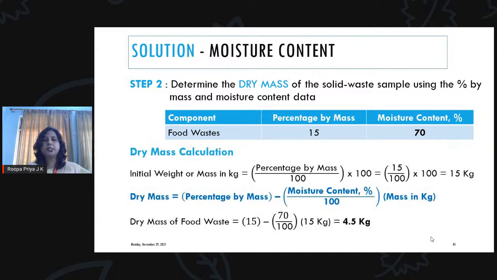Now, how do we calculate the dry mass? Dry mass is calculated using the mass given in the table, that is percentage by mass. First of all, we have to convert this percentage by mass into mass in kg, and then use this mass in kg in evaluating the dry mass. So dry mass is calculated using the percentage by mass minus the moisture content divided by 100 into the mass in kg. If we consider the first component food waste, the percentage by mass is 15 and the moisture content is 70. By using this formula, we have the dry mass of food waste component as 4.5 kg.